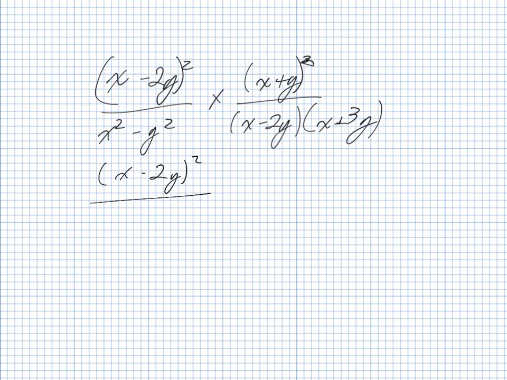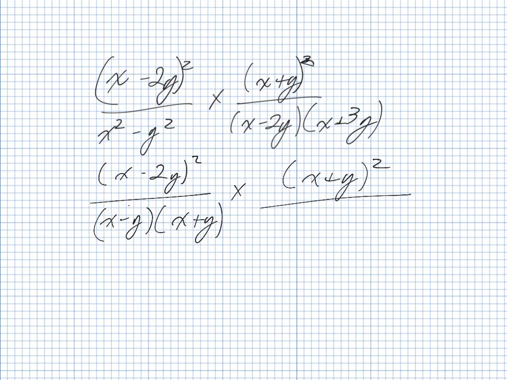I think it's still working. Sorry. x minus 2y, x squared, no, x minus y, x plus y. Okay, multiplied by, on top we have x plus y squared over x minus 2y, x plus 3y.